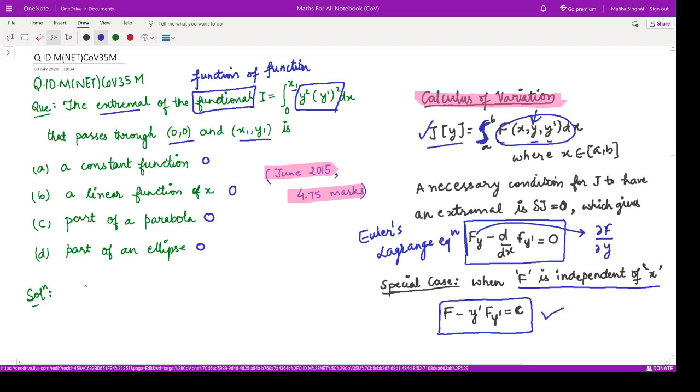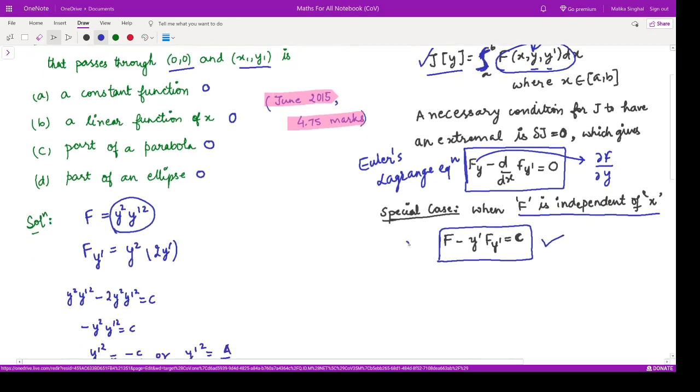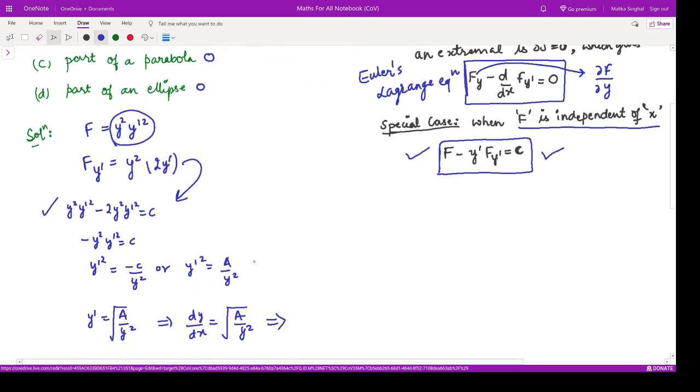In our question we are given f equal to y square y dash square, and we need to calculate the partial derivative of f with respect to y dash. In f we will treat y as constant, so y square as it is, and we take the partial derivative of y dash square, that would be 2 y dash, right? And we will plug in these values in our Euler-Lagrange equation, this one. So what we obtain is, we have these calculations, and we just need to solve it a little bit to reach here.